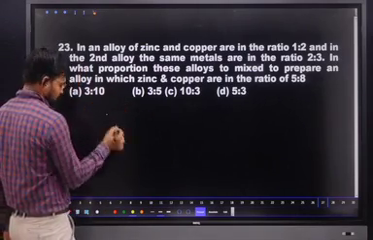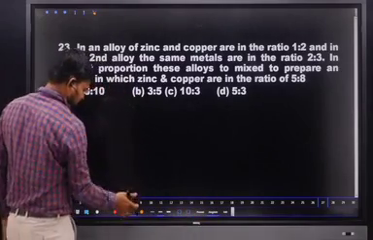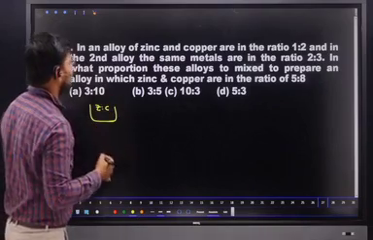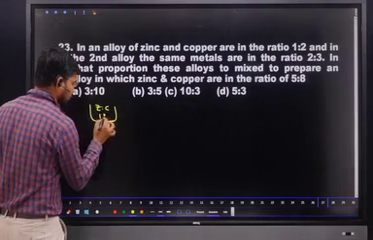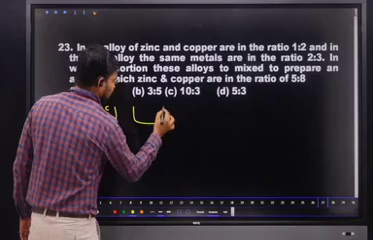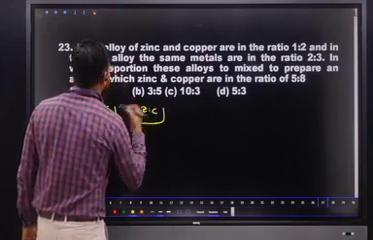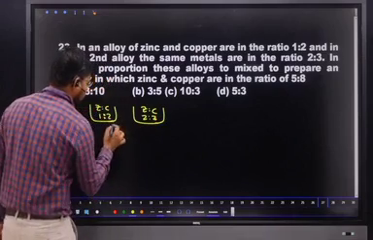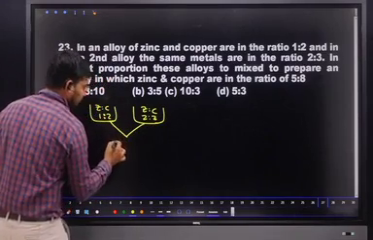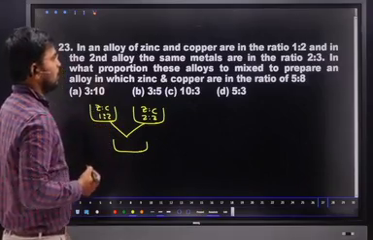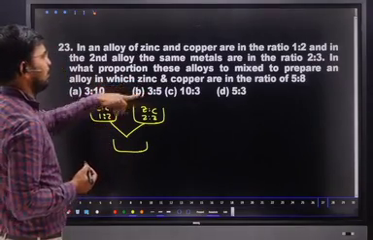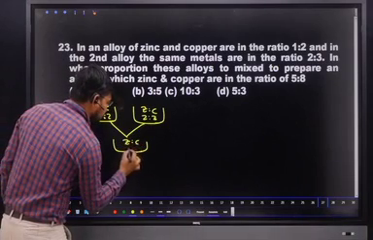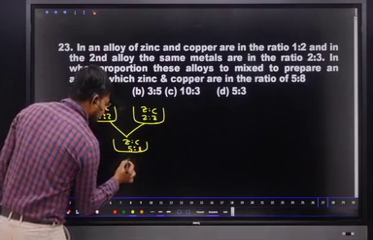Here in the first vessel, zinc and copper are there in the ratio 1:2. In the second vessel, again zinc and copper are there, in the ratio 2:3. If I add these together, in what ratio should these alloys be mixed to prepare a new alloy in which zinc and copper are in the ratio 5:8? They're asking which ratio.